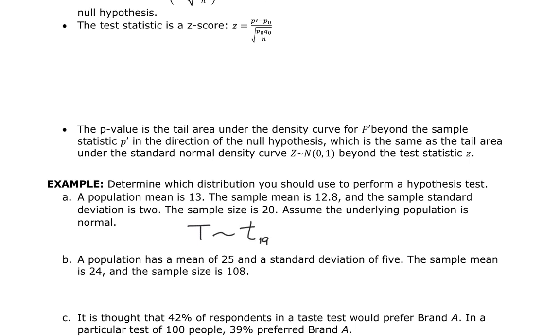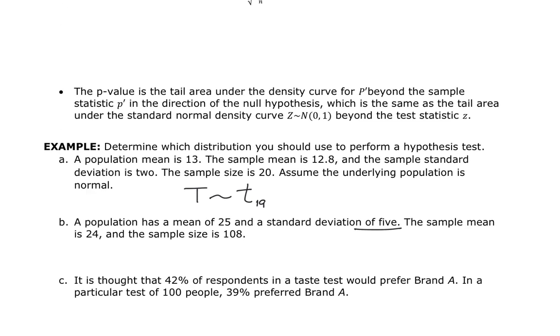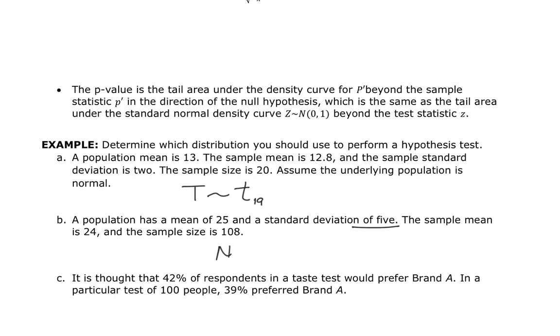The population has a mean of 25 and a standard deviation of 5. So we know right away this is a normal distribution. X bar is approximately a normal distribution with a mean of 24, and sigma, which is 5, divided by the square root of 108.